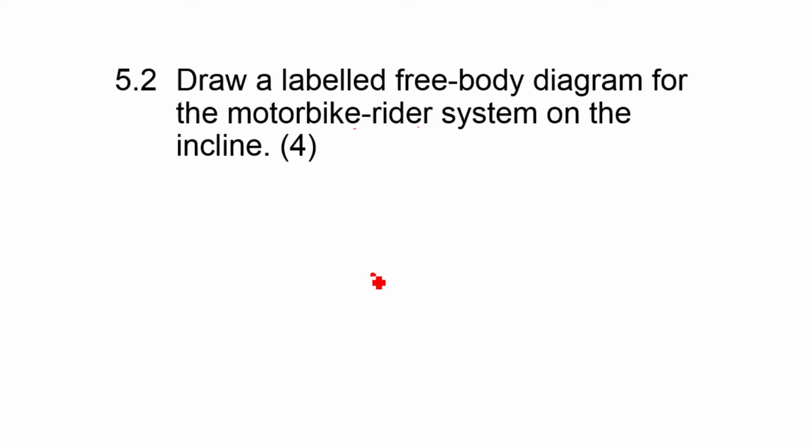Here it is. We're asked for the force for the motorbike rider system. So we start with our dot. That is all the bodies and the masses involved. Now what I'm going to do is I'm going to draw a dotted line here just to show the direction of the incline. Now, what forces are going to involve? Well, we know that there is going to be a weight. Okay, that weight is going to be the force of gravity.